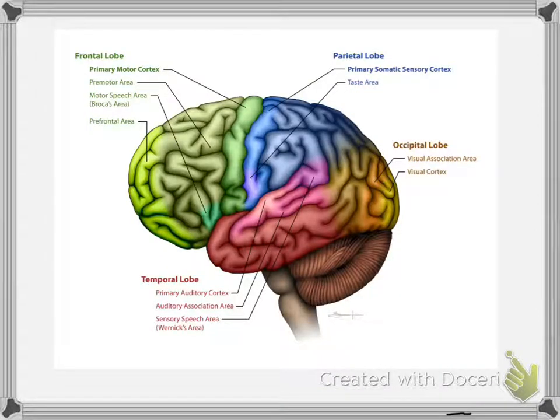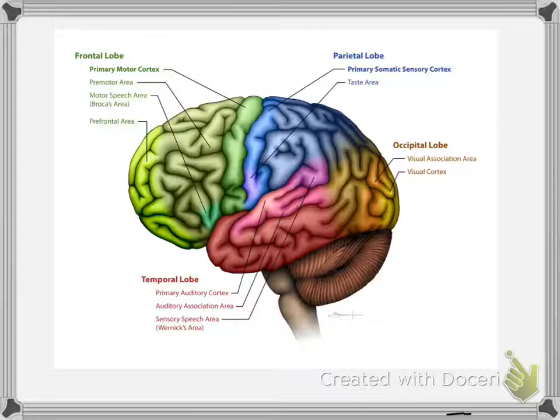So let's take a quick look at your central nervous system. Your central nervous system consists of your brain and spinal cord. We're not going to spend a lot of time on your brain, but just understand that you have different regions of your brain that receive different sensory input, and different regions that are going to be involved in motor output.